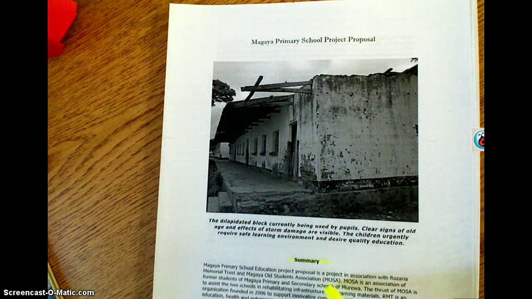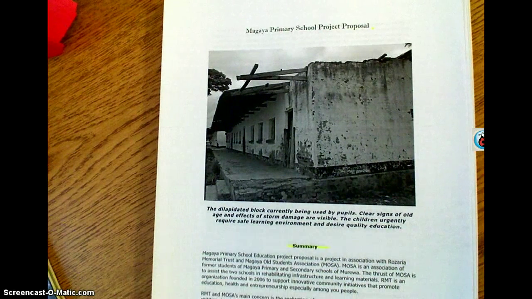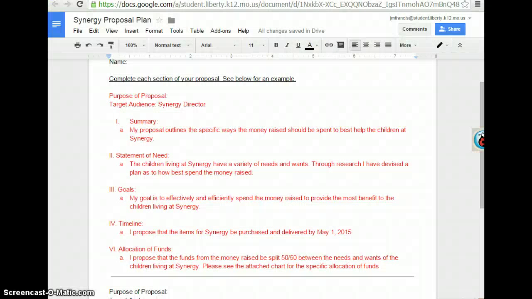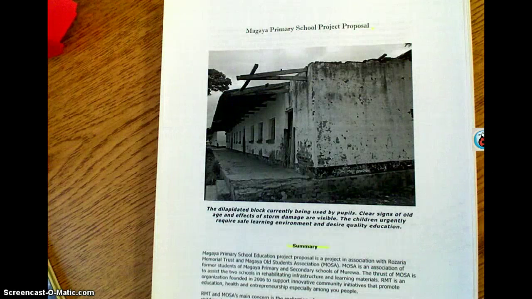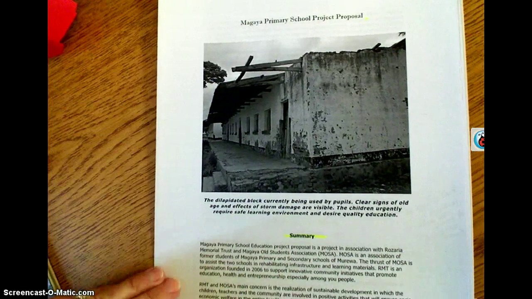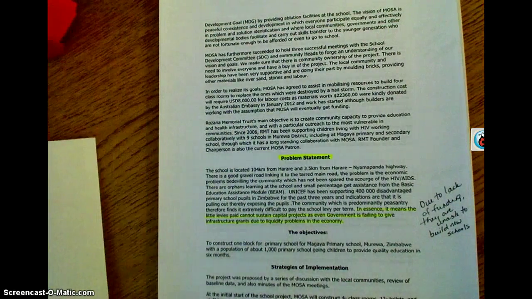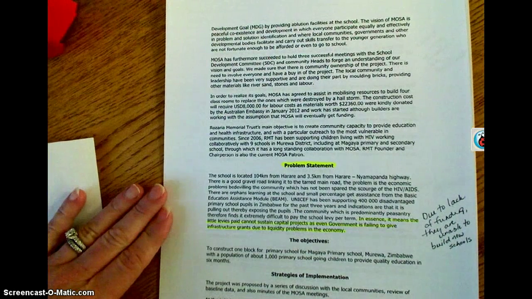The first thing that you're going to see is the summary, and I've already highlighted that because if you remember back to this sample proposal, the first thing that you need to write is a summary. So what is the summary of the project? Okay? In this case, they are trying to outline what the problem is. So in the summary, they talk a little bit about the problem.